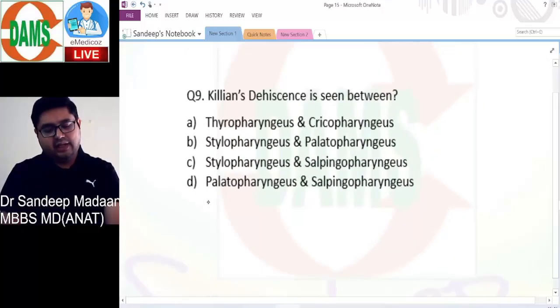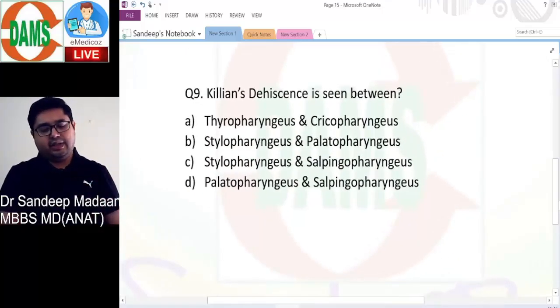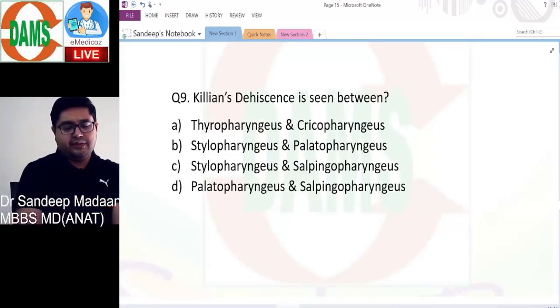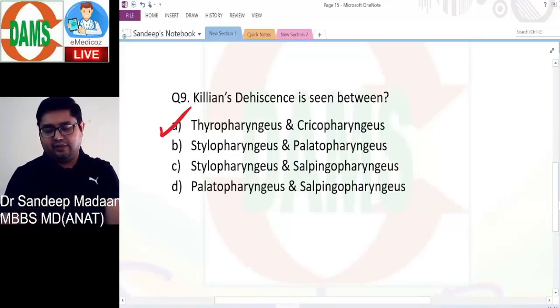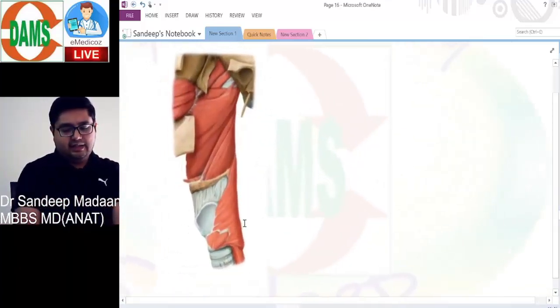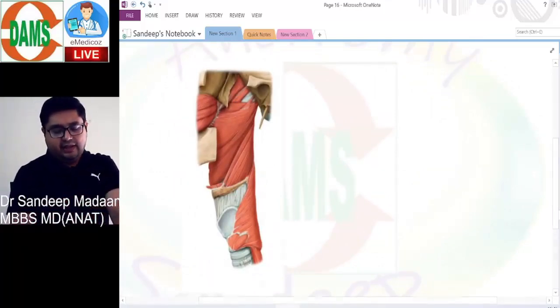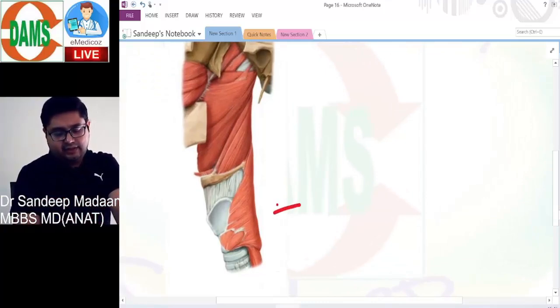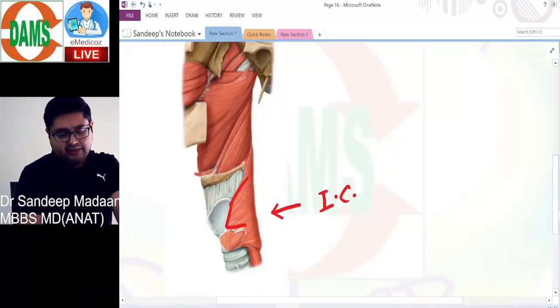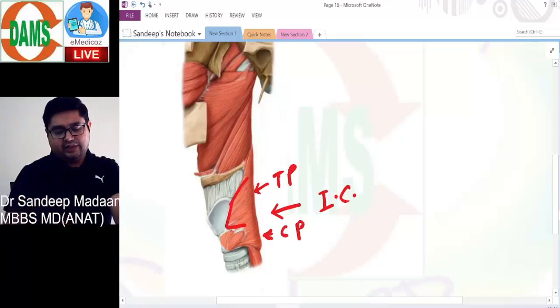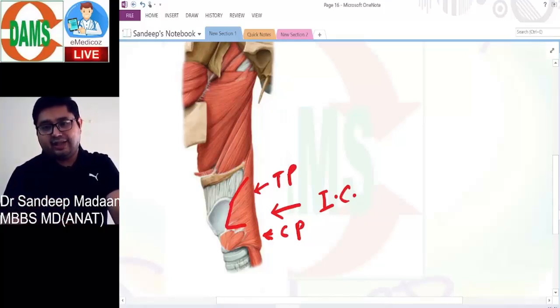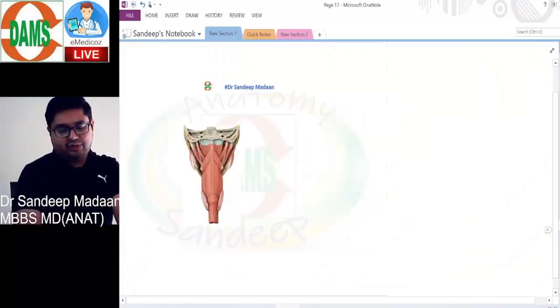Coming to the next question, Killian's dehiscence. Again, a straightforward question. Killian's dehiscence is seen between, as we know, the thyropharyngeus and the cricopharyngeus. What is Killian's dehiscence? Let us see. This part here is showing the pharynx muscles, and this is the inferior constrictor. This is called the inferior constrictor of the pharynx, but it has two parts. This part is thyropharyngeus and this part is cricopharyngeus. So between the thyropharyngeus and the cricopharyngeus, there is a gap of potential weakness.